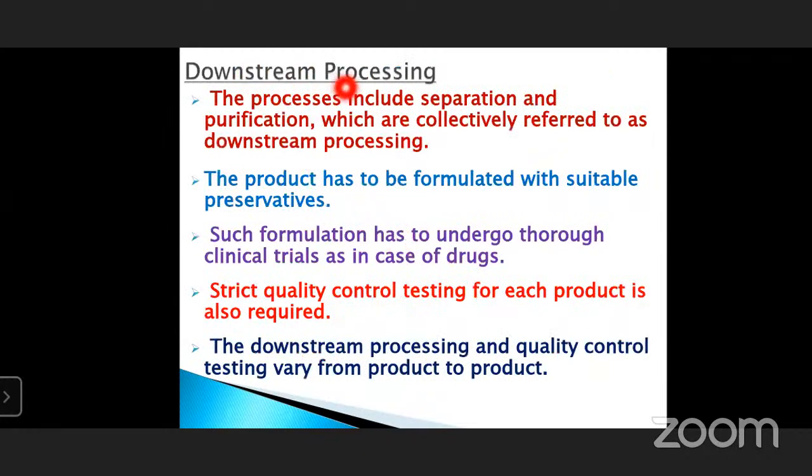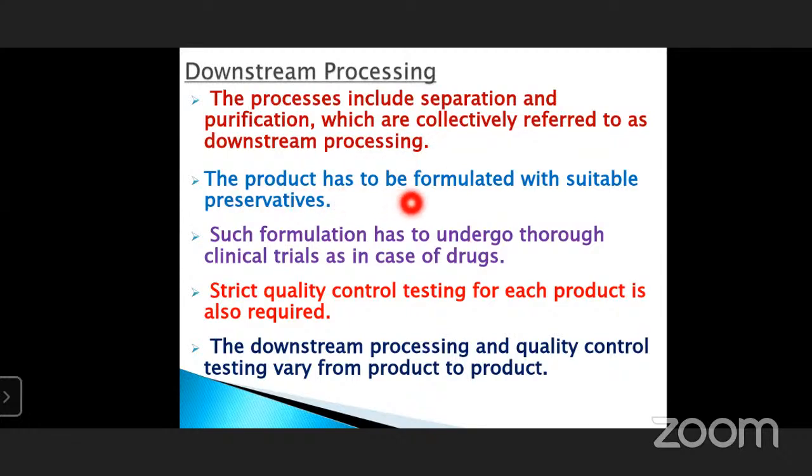The last step is downstream processing. Downstream processing is important for the very short answer. Downstream processing means the process includes separation and purification, which are collectively referred to as the downstream process. Downstream process means separation and purification of the desirable product, that is either a protein or hormone or enzyme, which is separated from the bioreactor and undergoes purification, and that process is called downstream processing.